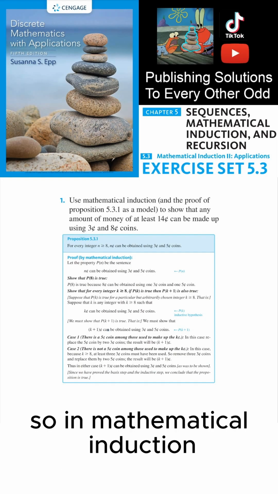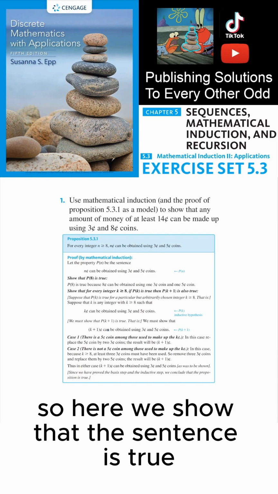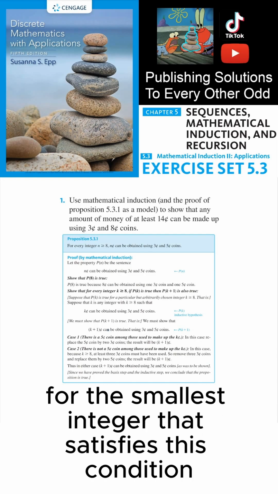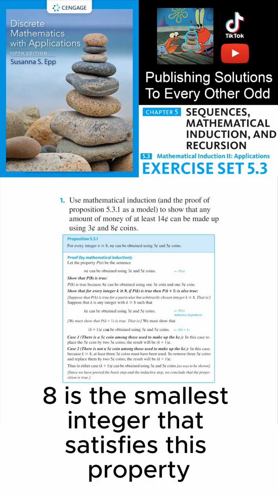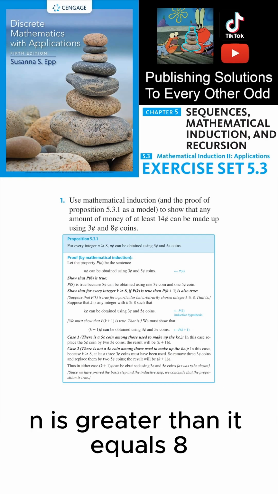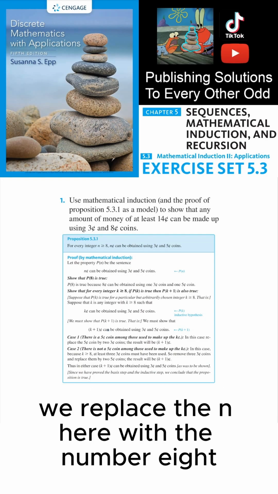So in mathematical induction, we start our proof with the base case. Here we show that the sentence is true for the smallest integer that satisfies this condition on the integer n. And that number is 8. 8 is the smallest integer that satisfies this property, n is greater than or equal to 8. And so we start with that base case. And if you notice, we replace the n here with the number 8.